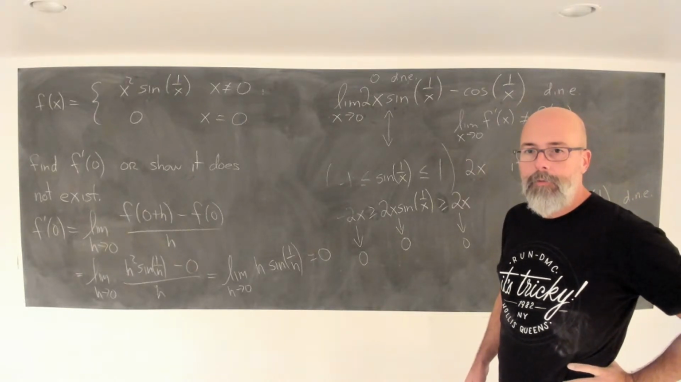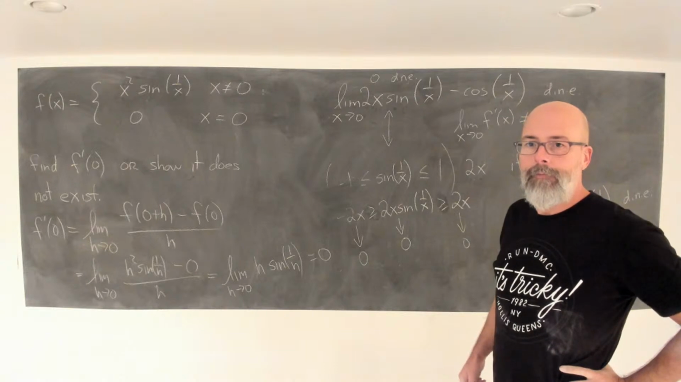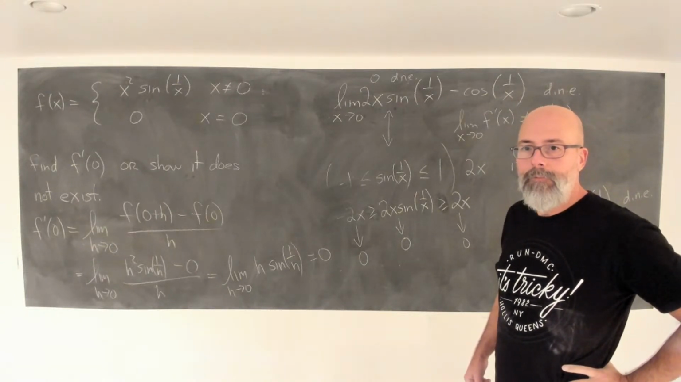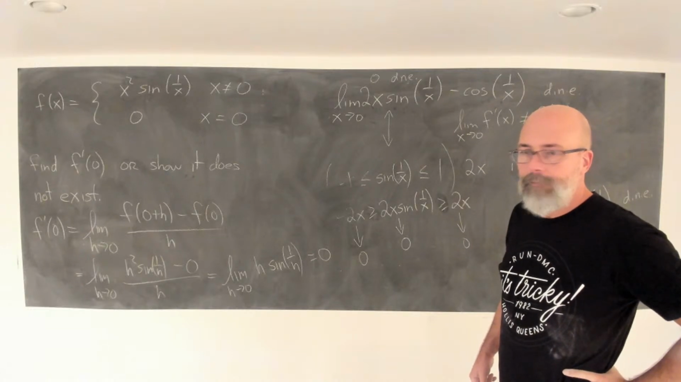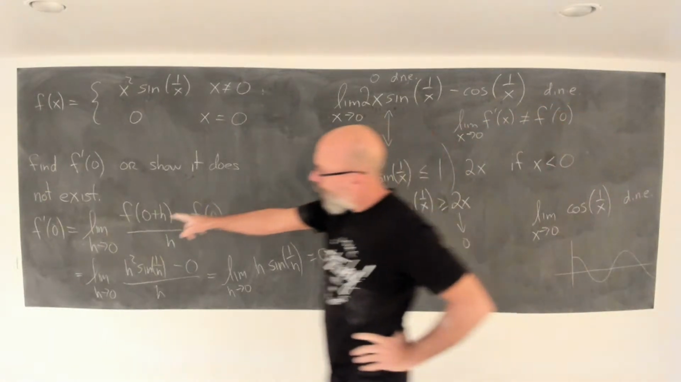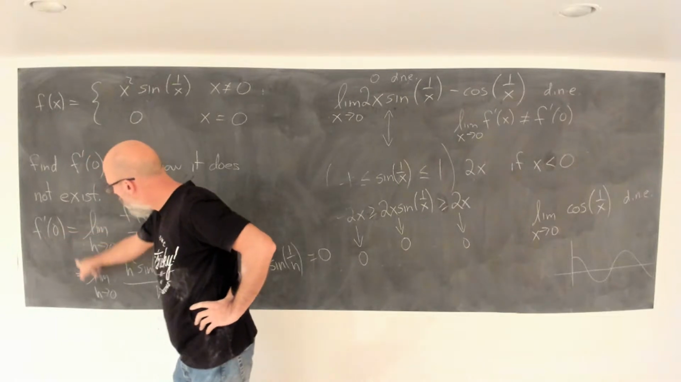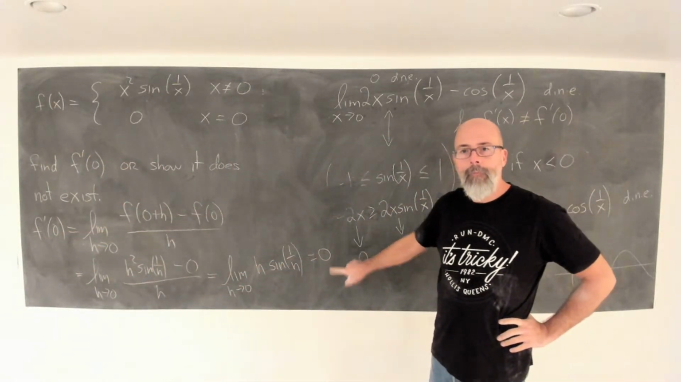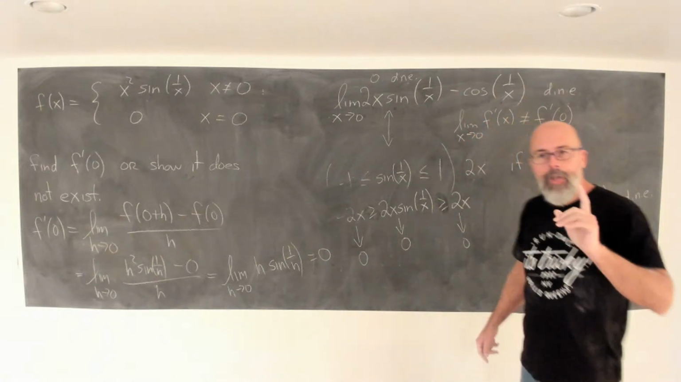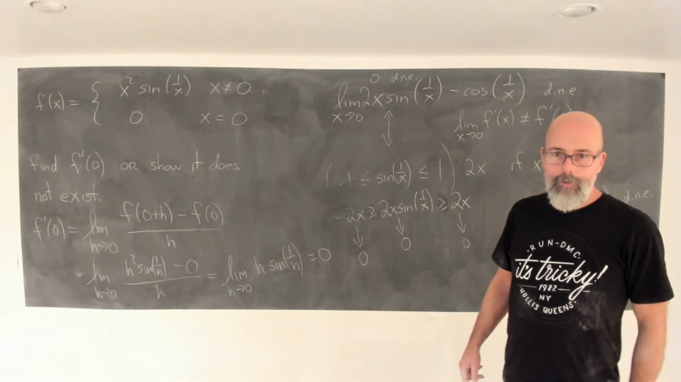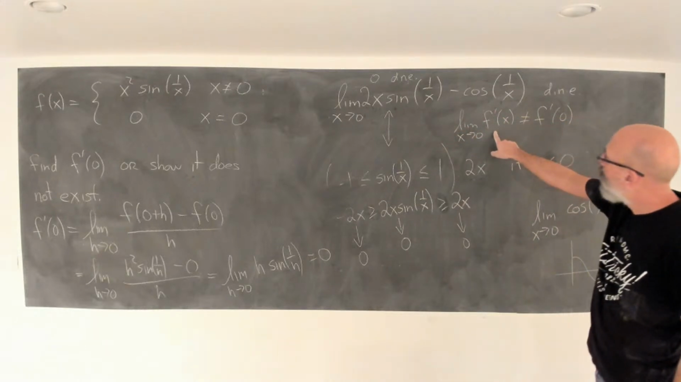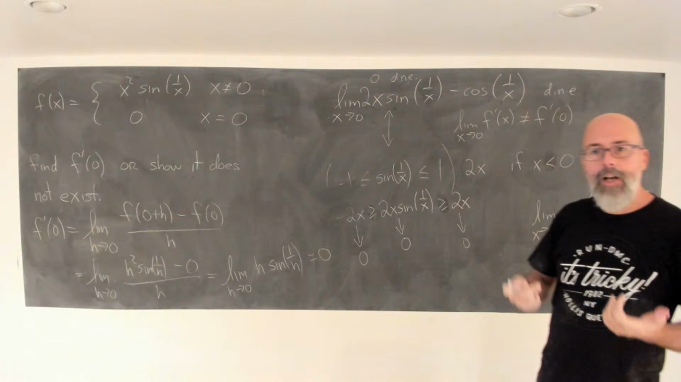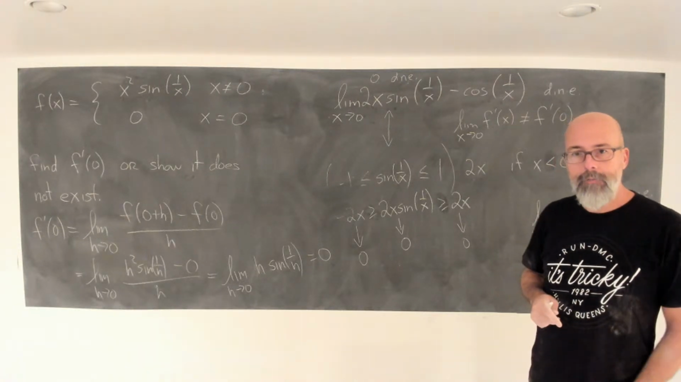Benjamin, where did I lose you? The derivative at 0 does exist. The derivative at 0 is equal to 0. But the limit of the derivative does not exist. So the derivative itself is not continuous.